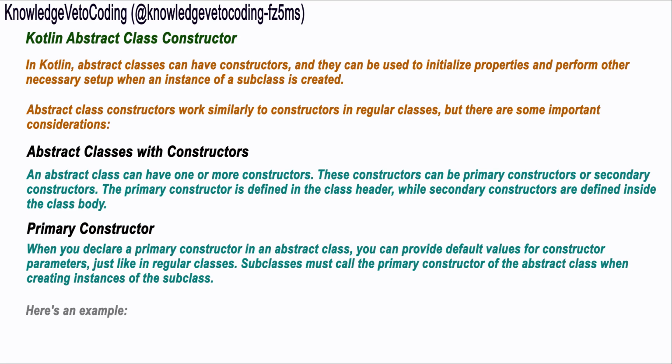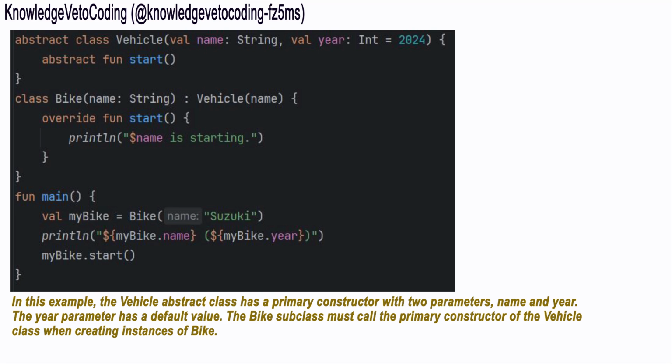Here's an example. In this example, the vehicle abstract class has a primary constructor with two parameters, name and year. The year parameter has a default value. The bike subclass must call the primary constructor of the vehicle class when creating instances of bike.